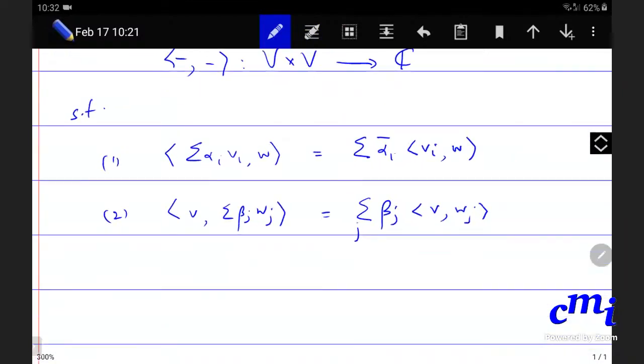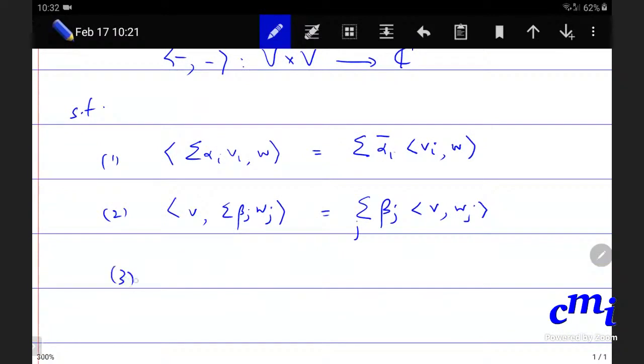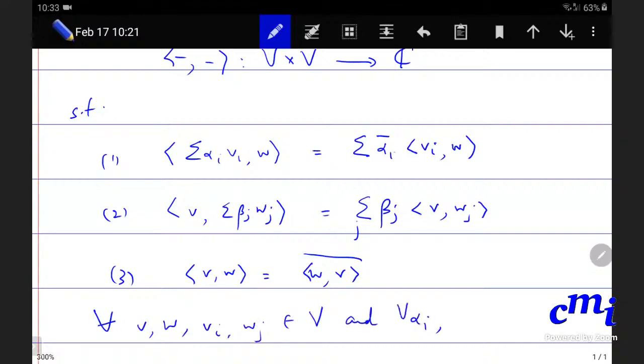and Hermitian symmetric, which is that if you swap the order, you get the complex conjugate. This is for all v, w, v_i, w_j inside V, and for all alpha_i, beta_j inside C.